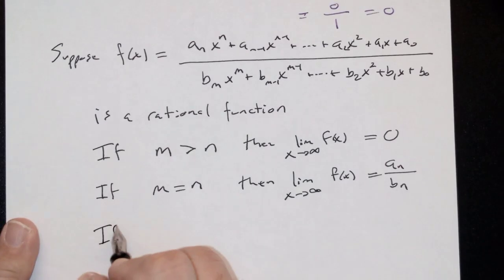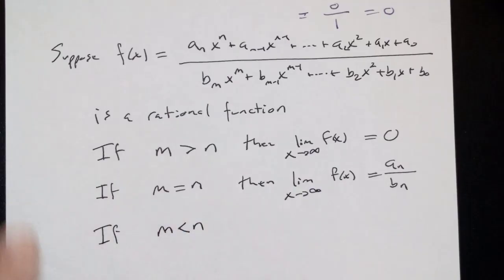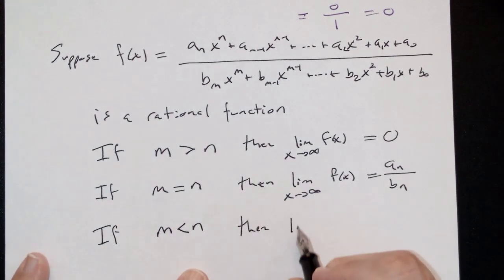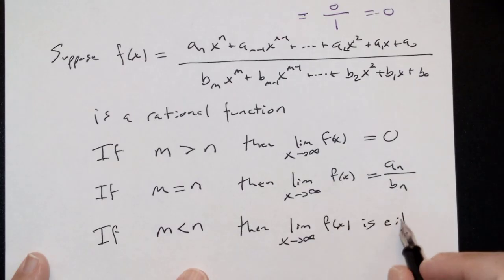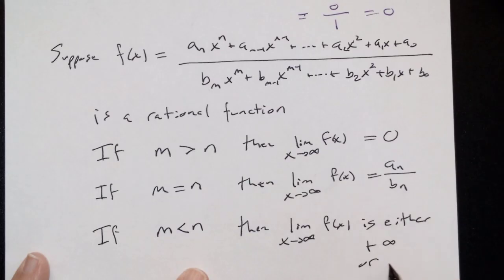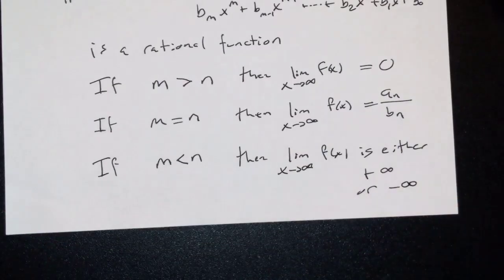If the top is bigger than the bottom, then I don't actually have an asymptote. My limit is either positive infinity or negative infinity. And we'll have to figure out how to tell which is which based on the signs, positive or negative, of the coefficients involved. But since I don't have an asymptote, it could be different when I go to positive infinity versus negative infinity.